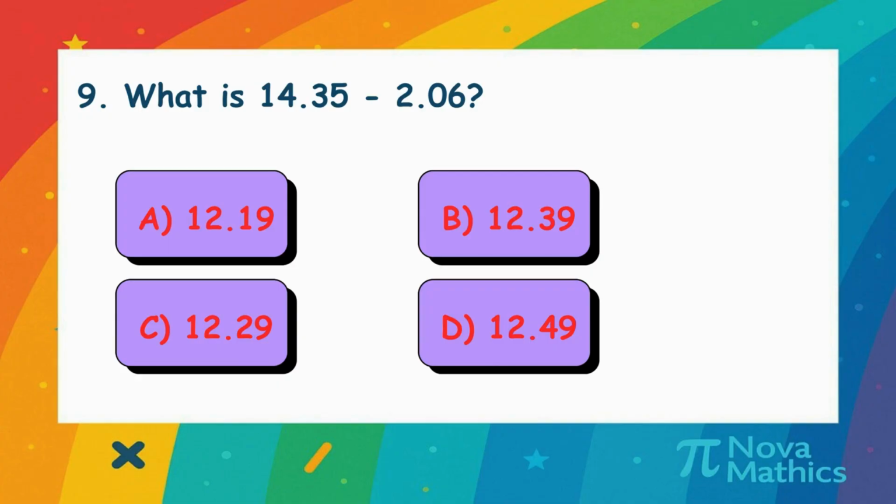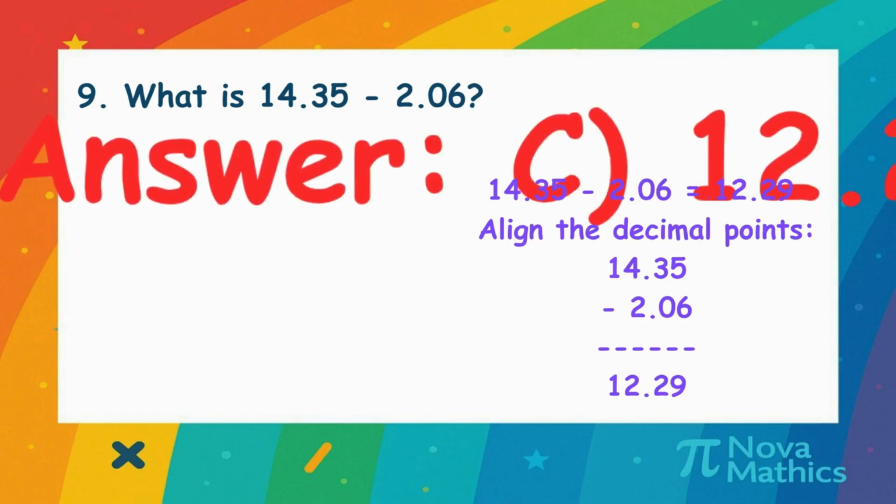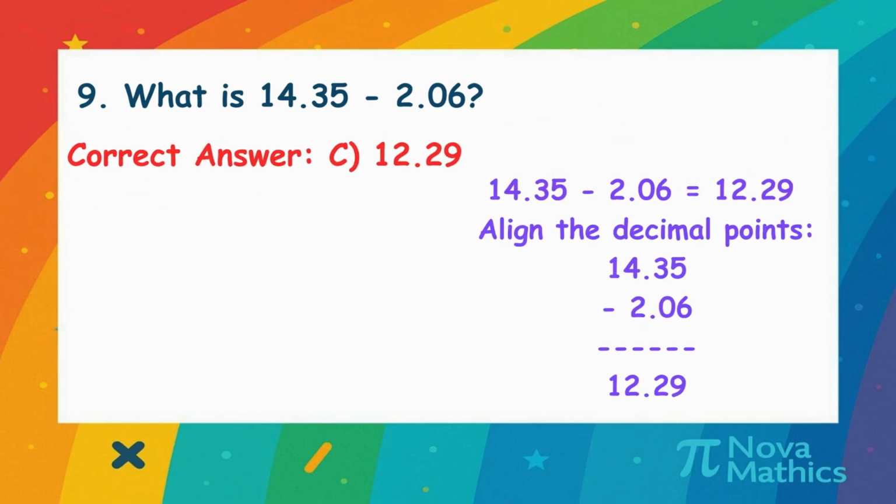9. What is 14.35 minus 2.06? Correct answer is 12.29. We subtract 14.35 minus 2.06, and the result is 12.29.